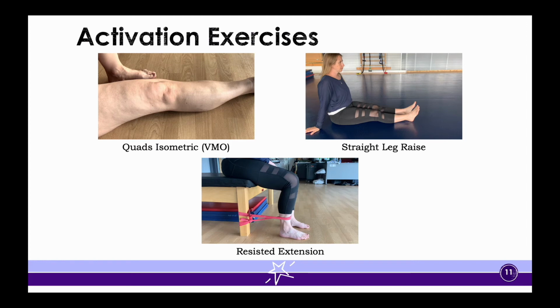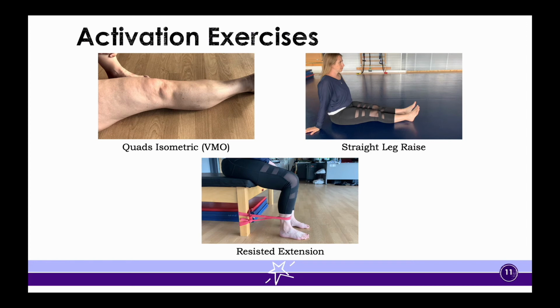So doing some isometric exercises, you can see here up in the upper left-hand section, that it's simply a contraction of the quadriceps. You can almost think of it as trying to push the back of the knee down against the floor. And what happens is we can specifically start to target that vastus medialis to try and build up that strength, because often that is the muscle that is the weakest when we're dealing with patellar issues. Our vastus lateralis tends to be pretty strong.